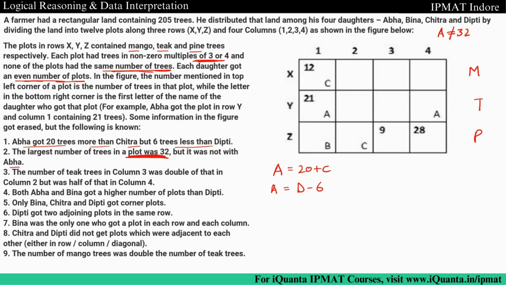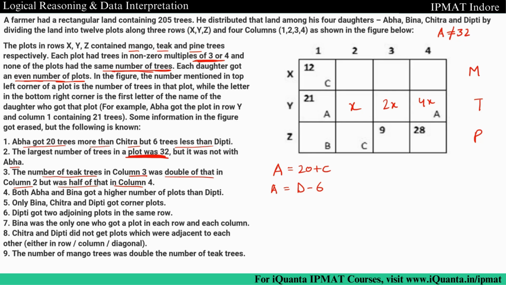Then the number of teak trees in column 3 was double that in column 2 but half of that in column 4. So column 3 is double that in column 2. That means if this is x, in column 3 we'll have 2x trees and double of that in column 4, so this will be 4x. Okay, understood? This is a simple assumption.